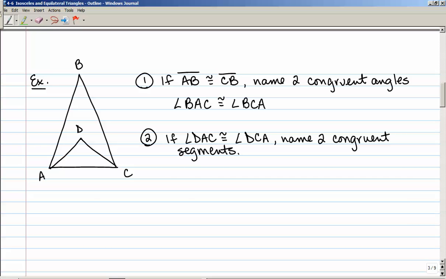Now looking at the smaller triangle, if angle DAC, so that's this smaller angle down here on the left, is congruent to angle DCA, that's this smaller angle down here on the right, then name two congruent segments. Well, if DAC is congruent to DCA, then segment AD is going to be congruent to segment CD by the converse of the isosceles triangle theorem. If the two angles are congruent, the sides opposite are going to be congruent.